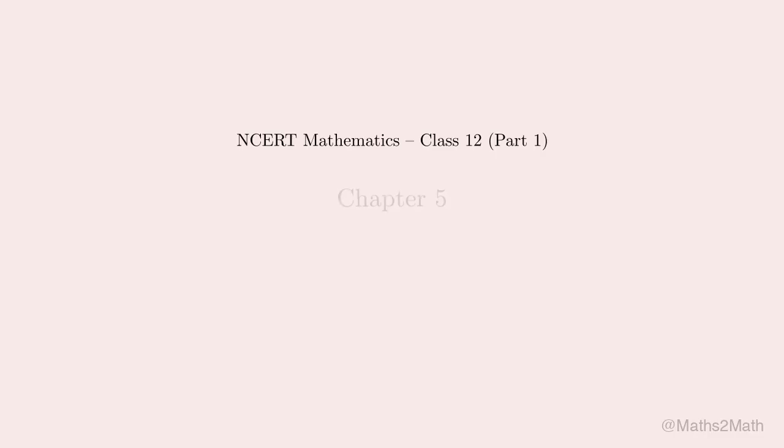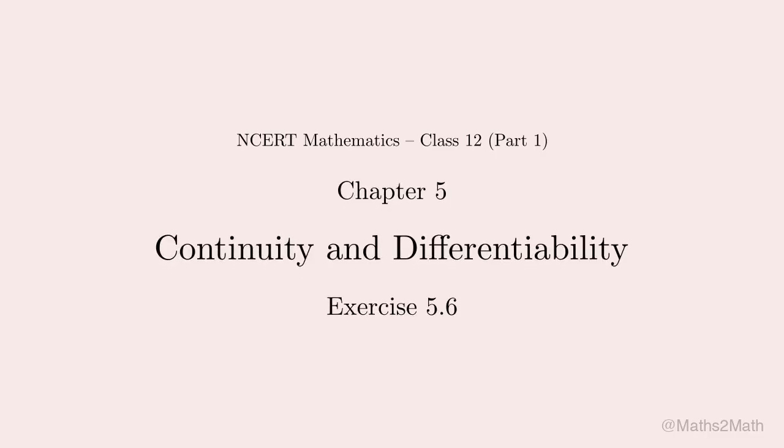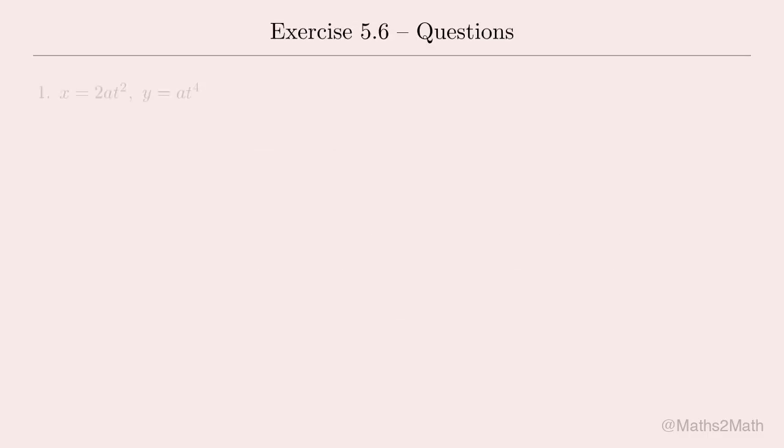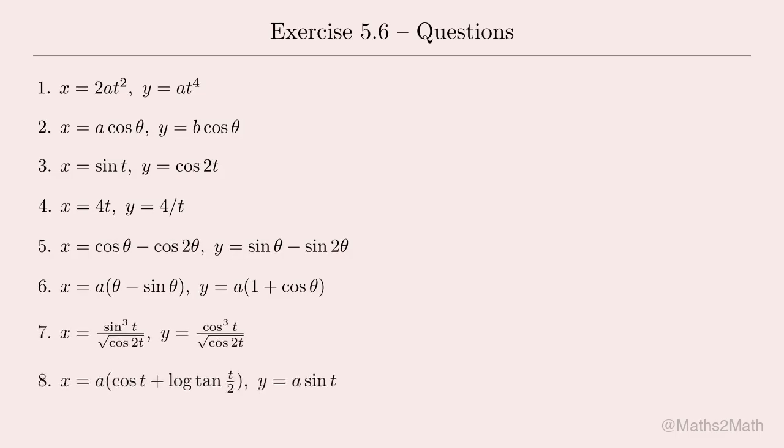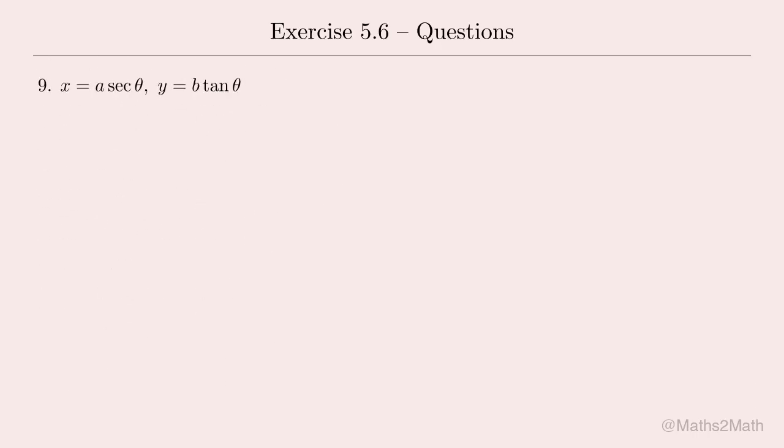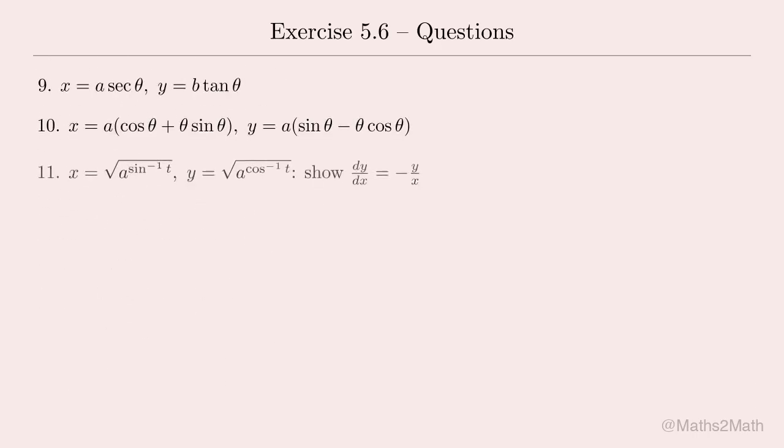In this video, we are solving every question of exercise 5.6 of Chapter 5, Continuity and Differentiability, from the NCERT Mathematics textbook for Class 12, Part 1. Exercise 5.6 has 11 questions on parametric differentiation. dy by dx is computed as the ratio of the two parameter derivatives, without ever eliminating the parameter, ending with a proof that a symmetric pair satisfies dy by dx equals minus y over x. Here they are.